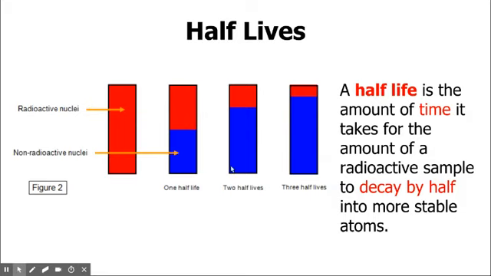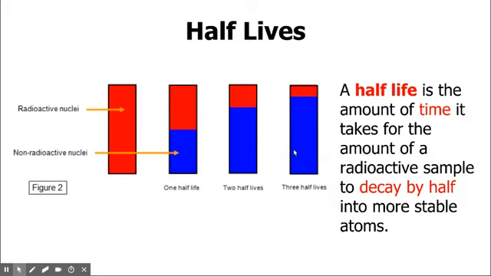Then we go through two half-lives. So if we go back to the numbers, we started with 100, then we have 50, and then we have 25 radioactive atoms. Okay, so those 25 radioactive atoms, we're reducing by 50% or half each time. So 3/4 of my sample is actually the non-radioactive nuclei.